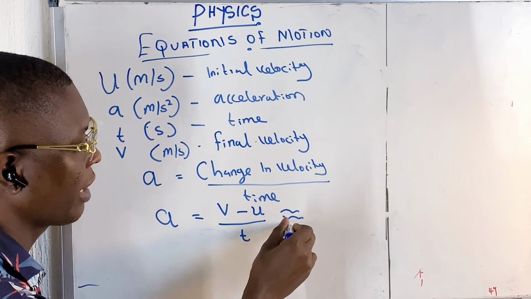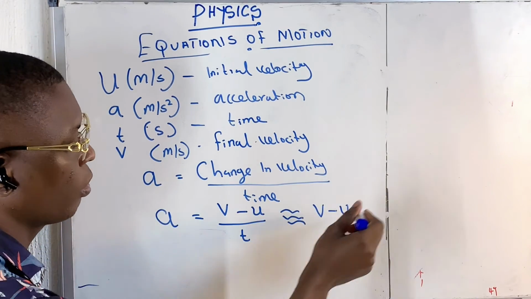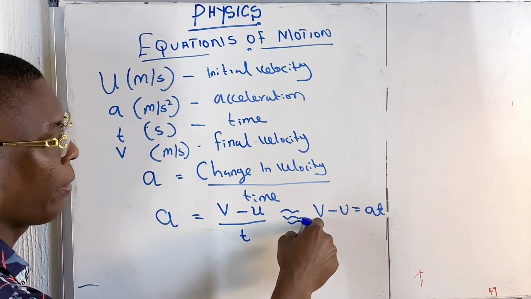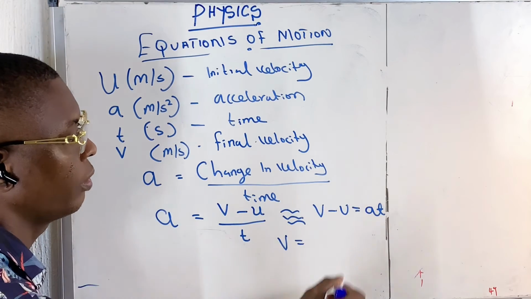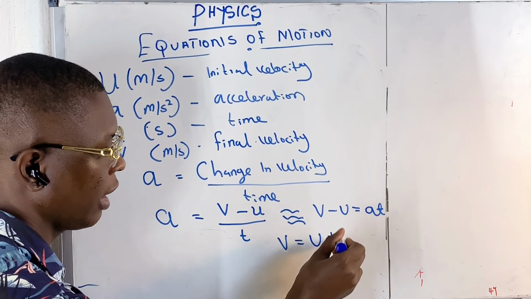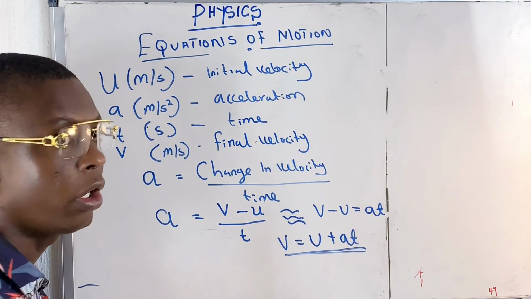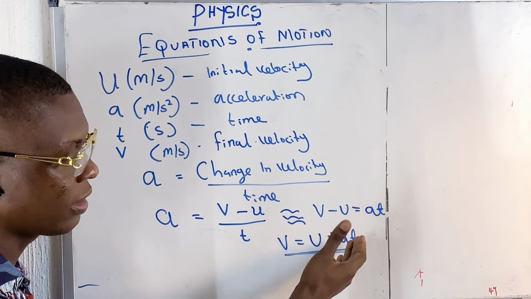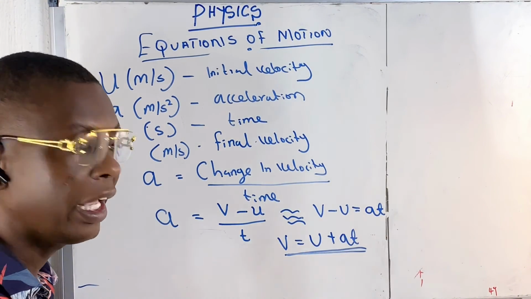Now we can cross multiply. When we cross multiply, we have v minus u is equal to a times t, which is at. From here, we can make v the subject of the equation. v will be equal to, when minus u crosses over, it becomes plus u. So v = u + at. And this becomes the first equation of motion. When you have questions that have to do with the final velocity, the initial velocity, and time, you can use this equation to find the unknown.